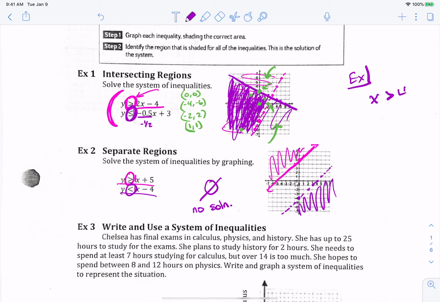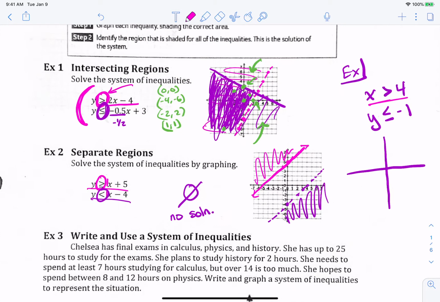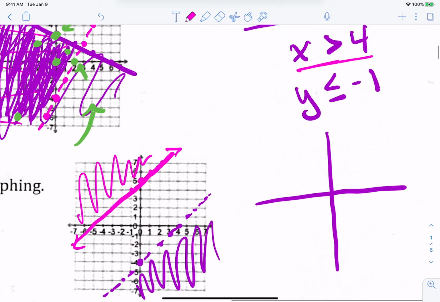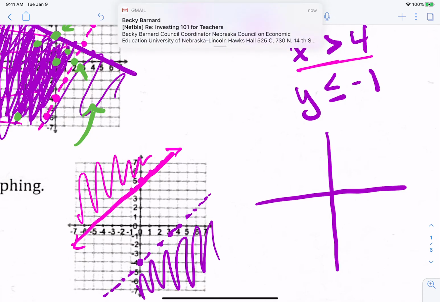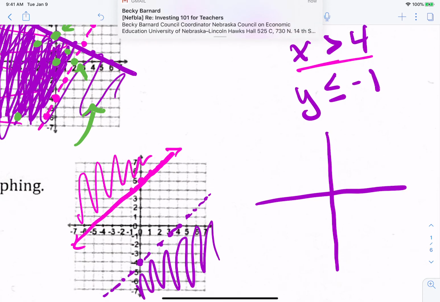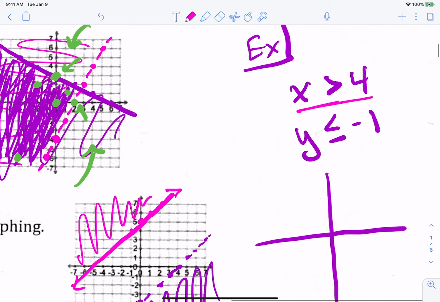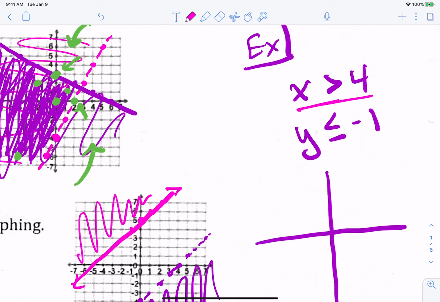I have a question. If they're parallel lines and they shade towards each other, like in the inside, what would that be? Then that's fine. Then the solution is just that shaded region. Yes, correct. Okay, I'm going to add an example in here because sometimes they'll do this to you.